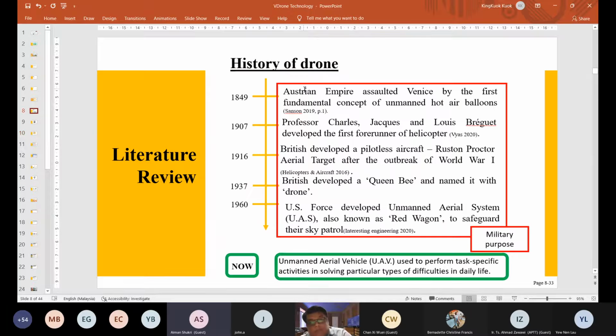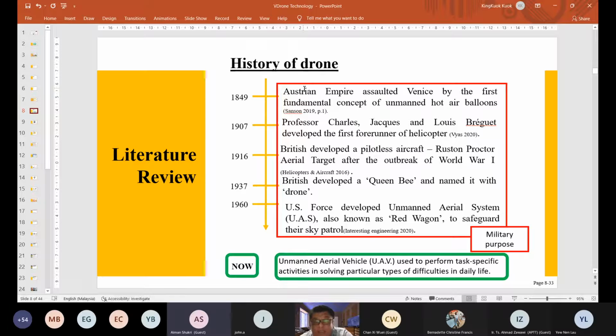Okay. In 1916, the British also developed a pilotless aircraft. They named it the Ruston Proctor Aerial Target after the outbreak of World War I. Okay, and in 1937, the British developed the Queen Bee and named it a drone. And in 1960, the new superpower at that time, the U.S. Air Force, developed an unmanned aerial system, UAS, also known as the Red Wagon, to safeguard the sky patrol.